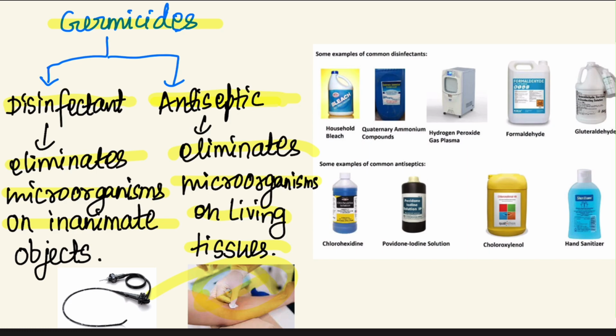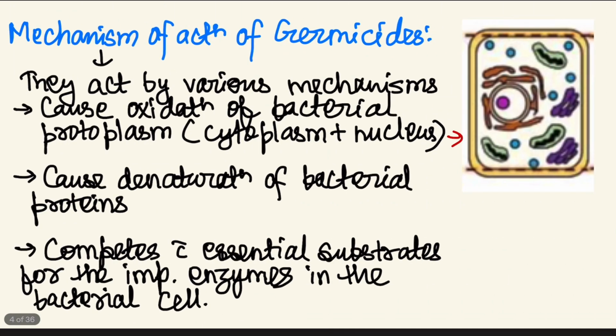So here you can see several disinfectants and antiseptics. In disinfectants, we have household bleach, then hydrogen peroxide, then formaldehyde, glutaraldehyde. Then in case of antiseptics, we have chlorhexidine, then povidone iodine solution, then chloroxylenol, then we have hand sanitizers also. So what is the mechanism of action of the germicides?